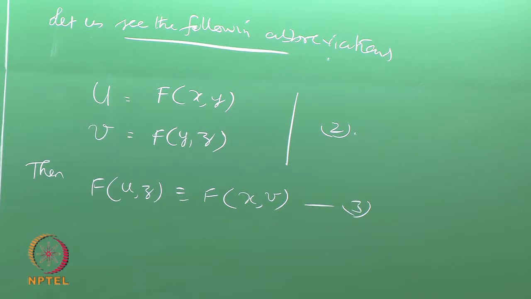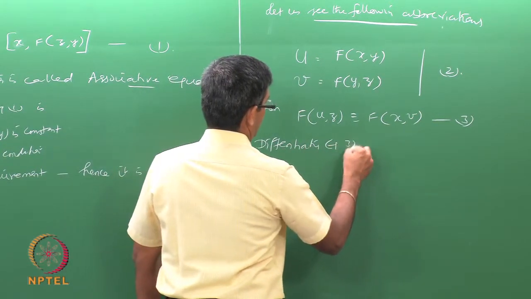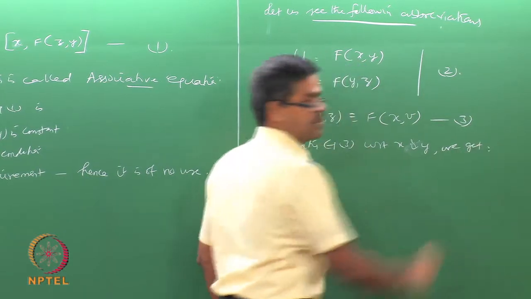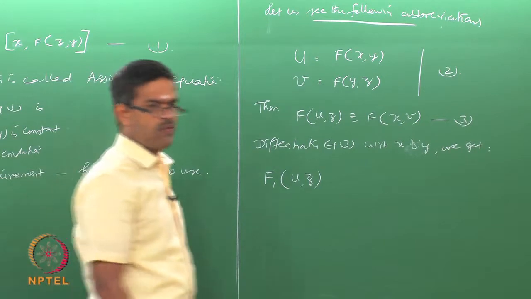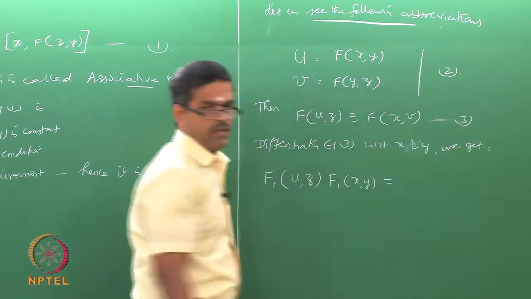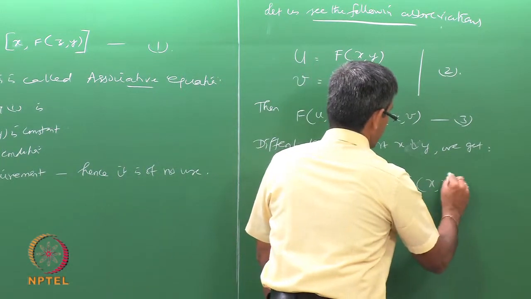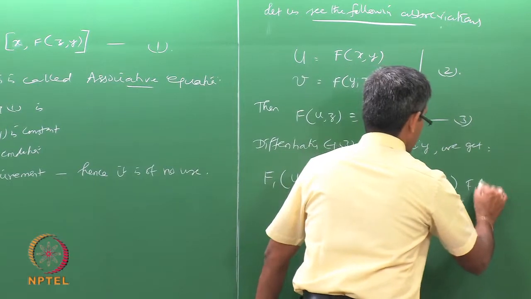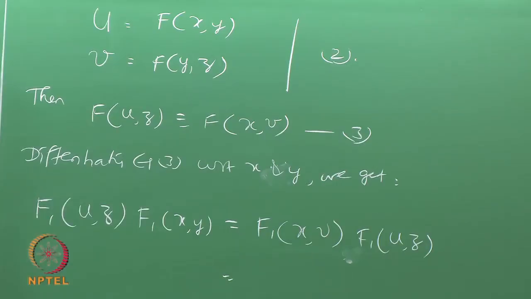One can differentiate the above equation 3 with respect to x and y. So, differentiating equation 3 with respect to x and y, let us say we get f1 of uz, f1 of xy, which can also be f1 of xv, f2 of f1 of uz, which can also be further f1 of xv, f1 of uz and f2 of xy.